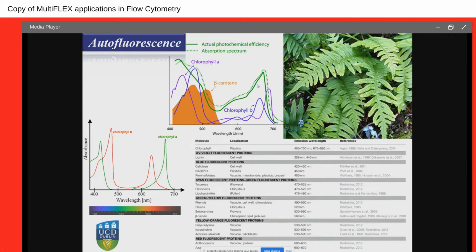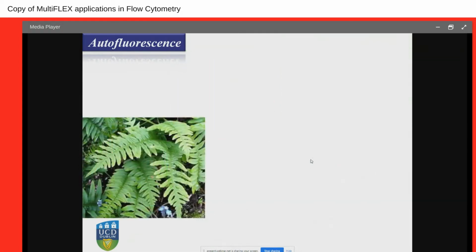But not just the chlorophyll. If you think of these cells, they have many other things. They have cell walls, so they will have lignins. They will have beta carotenoids. They will have polyacetates. They will have a lot of different things in their composition that will affect the emission of that autofluorescence. So these are things that we need to consider.